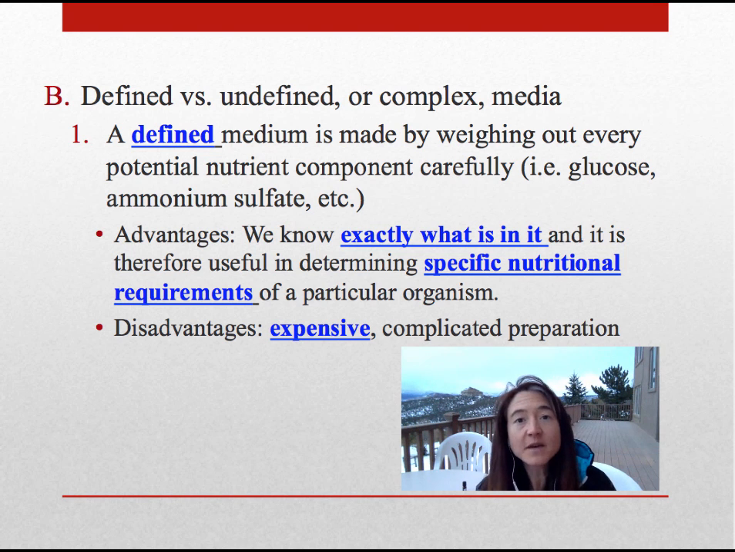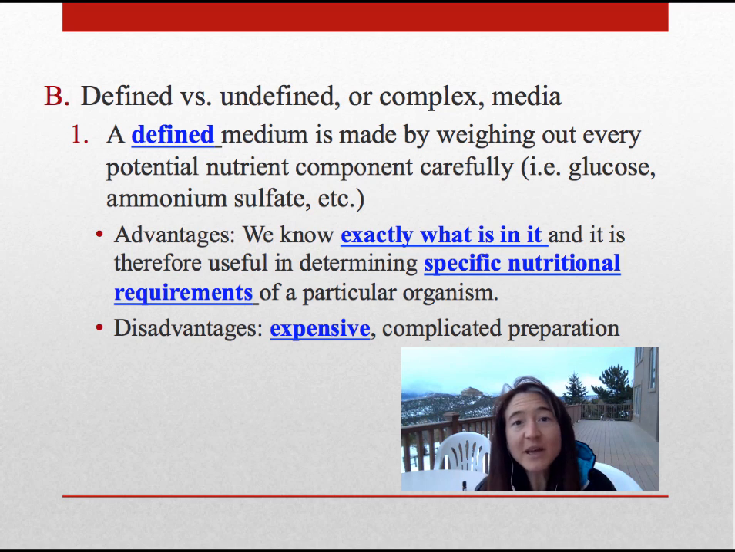So a defined medium has to be very carefully made. We actually literally make it in the lab by weighing out every single little component that's in it. So if there's a certain amount of grams of glucose, we'll put that on the scale, weigh that out, and then we'll add the ammonium sulfate or the potassium monophosphate, potassium phosphate dibasic. So we'll add each one of those components a little bit at a time, and we know exactly what's in it, right? There isn't any guessing as to what we put into that medium.